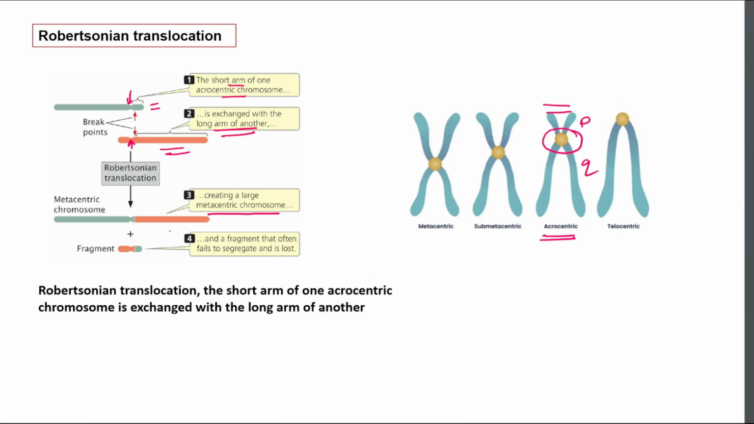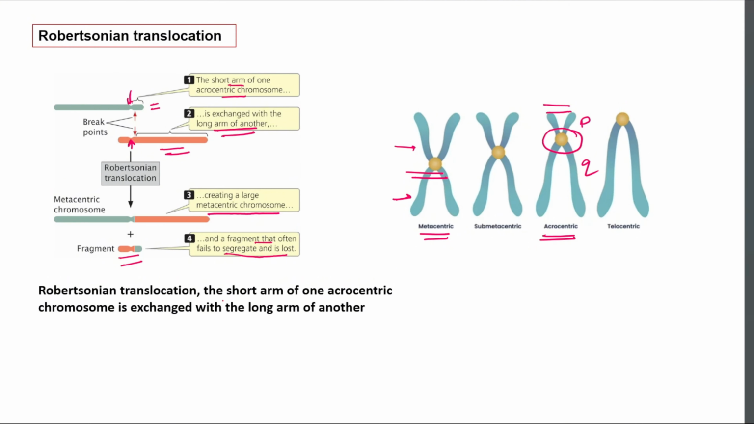So what is a metacentric chromosome? This is the metacentric chromosome where the centromere is located in the middle position and the two arms are almost equal in length. P arm and Q arm are almost equal in length. This is called a metacentric chromosome. So after exchanging the short arm with the long arm of another acrocentric, a metacentric chromosome is created along with a fragment that often fails to segregate and is lost.